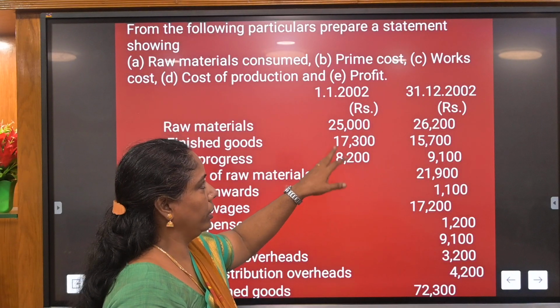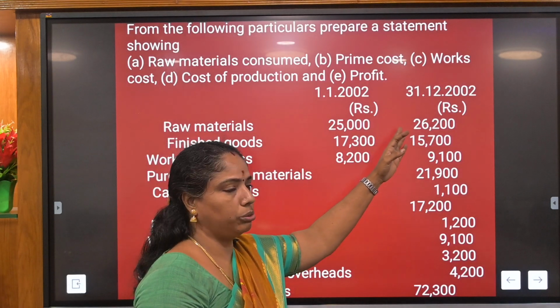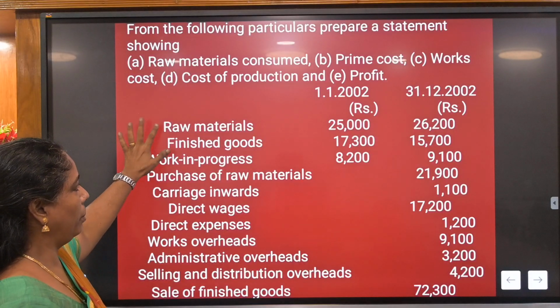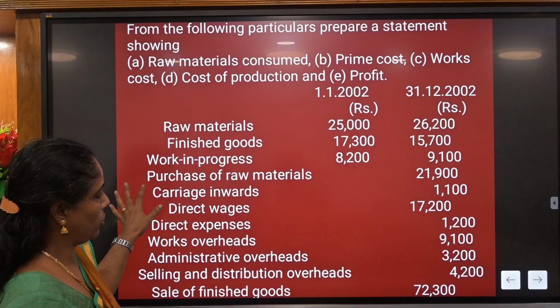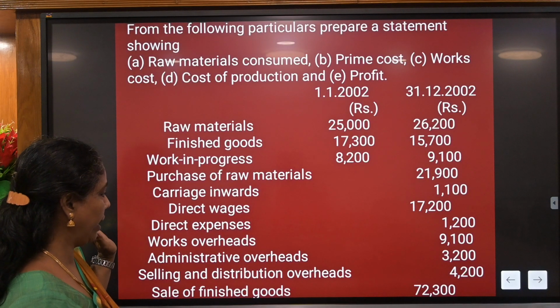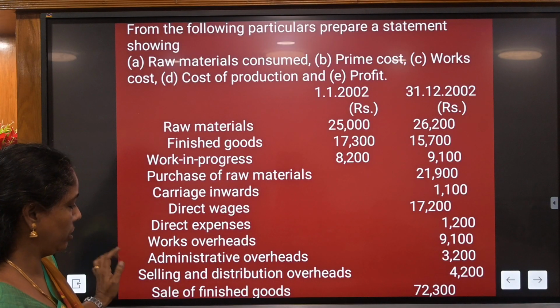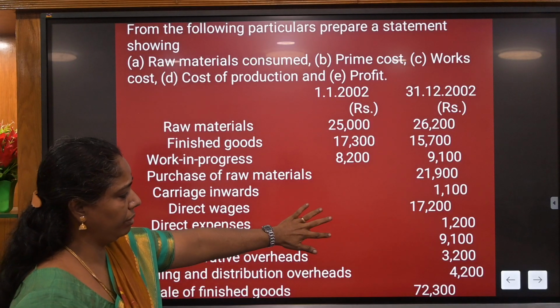First one is opening, that is 1/1/2002 is the opening information, and 31/12/2002 is the closing information of the sum. So raw materials, finished goods, work in progress, then purchase of raw materials, carriage inwards, direct wages, direct expenses, works overhead, administration overhead, selling and distribution, and sale of finished goods. Here we will solve.